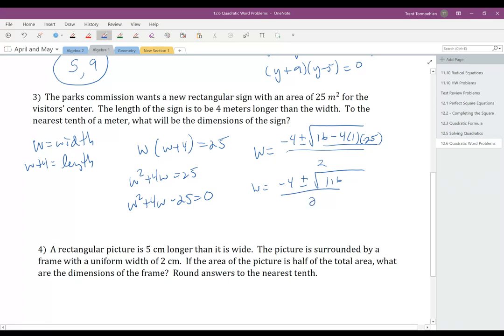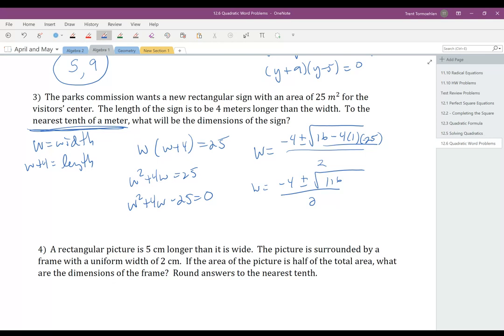all over 2. It says, give the answer to the nearest tenth of a meter, so I don't need to simplify the radical because I'm just going to type it into my calculator. I do notice on this one that I don't want to do the minus because that would give me a negative value, and W needs to be positive. So in my calculator, all I need to do is negative 4 plus the square root of 116, which gives me 6.77, divided by 2, it gives me 3.38.